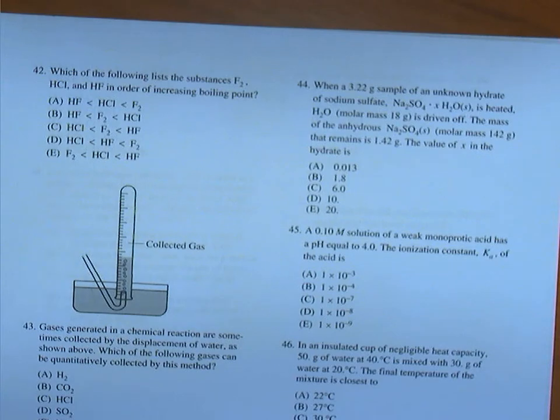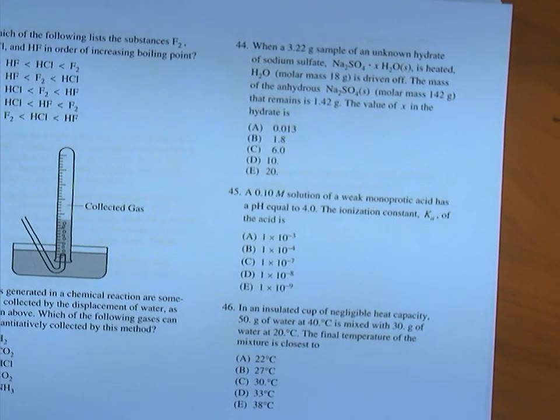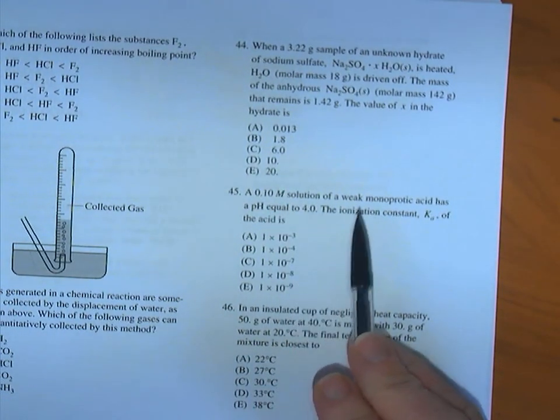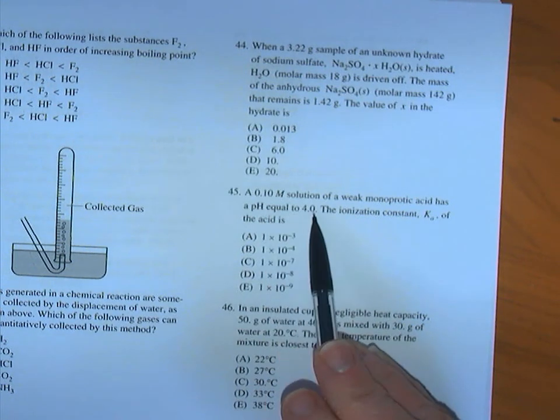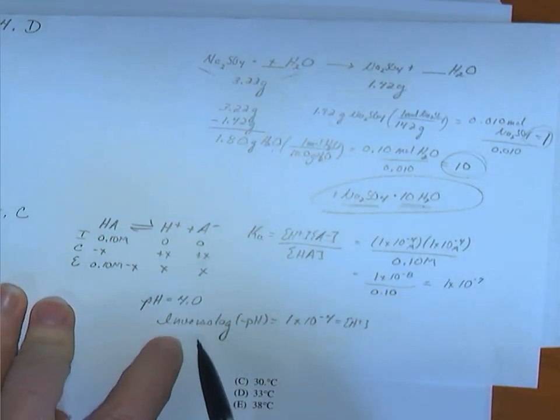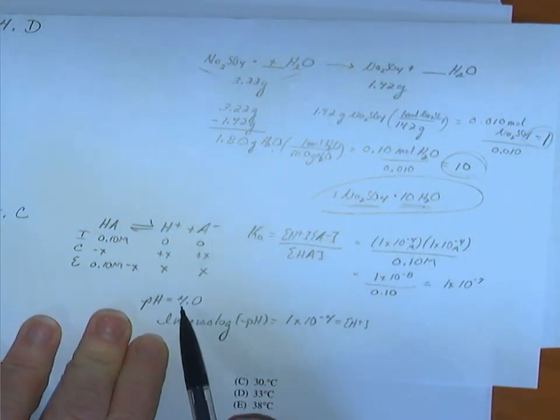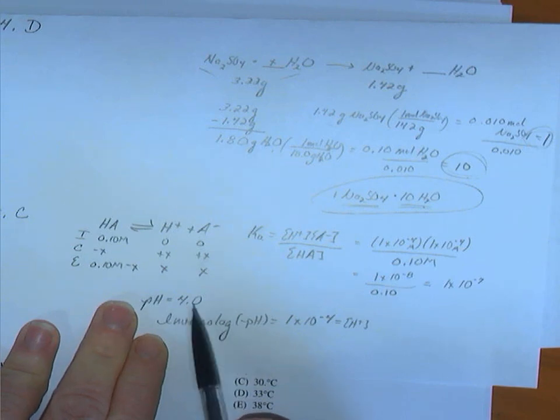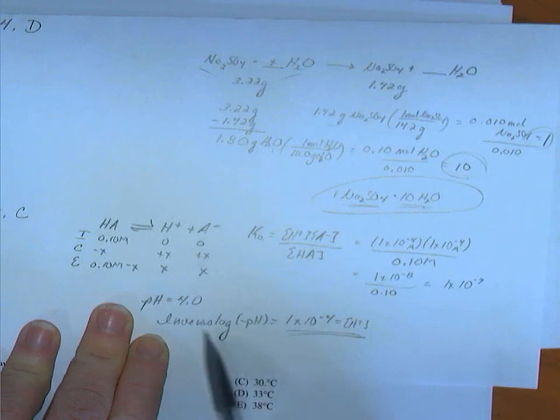45, we are asked to find the Ka. We're told we have a 0.1 molar weak acid, and it's giving a pH of 4. So, setting up our ICE table, and even though you can't use a calculator, you know if a pH is a whole number with 0 after the decimal point, then this is the inverse log of the negative pH.